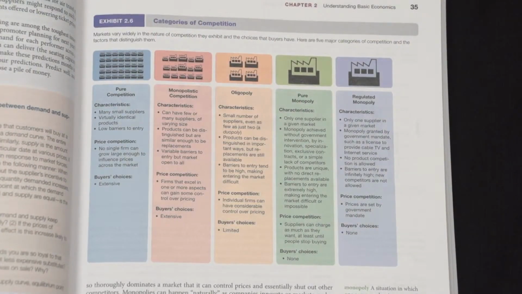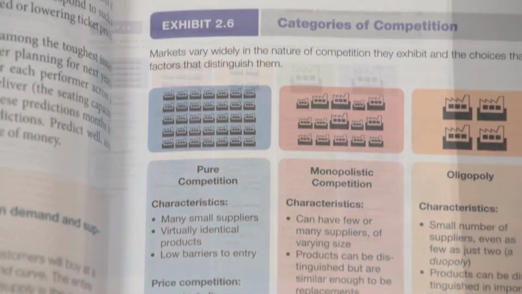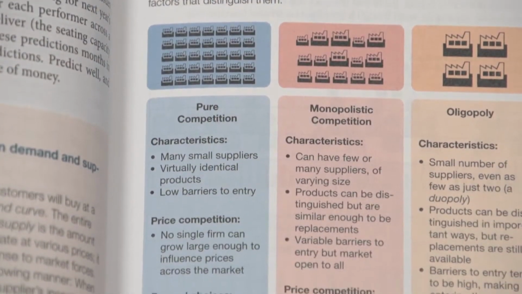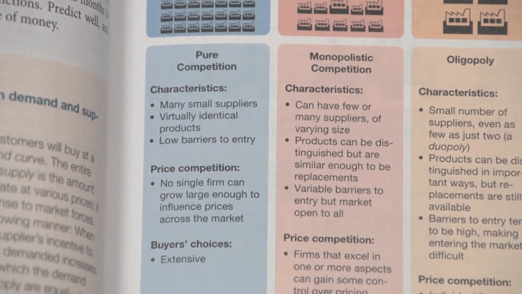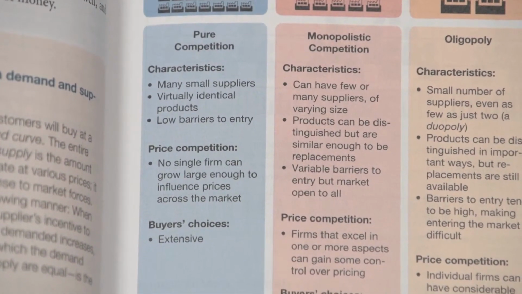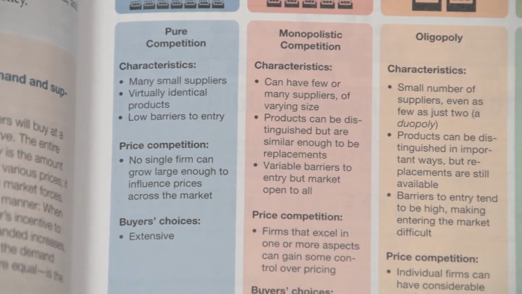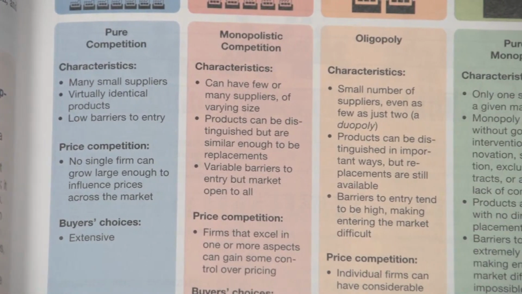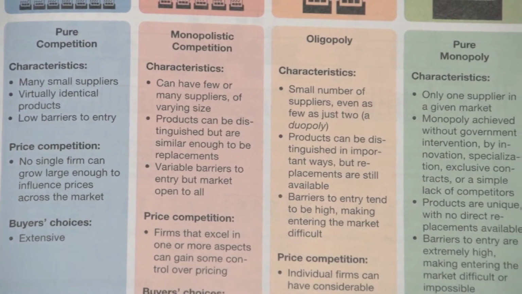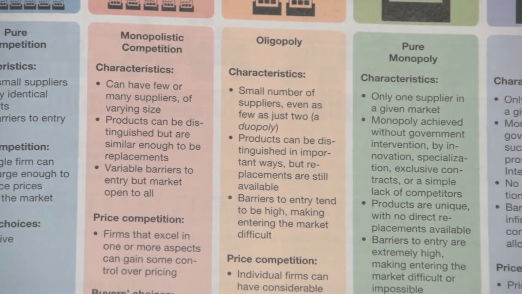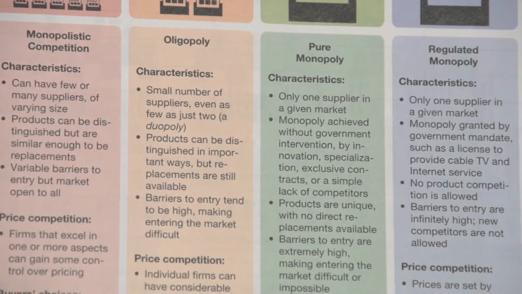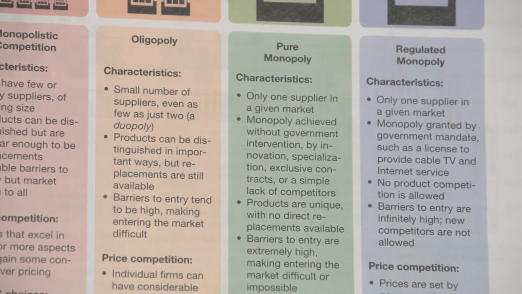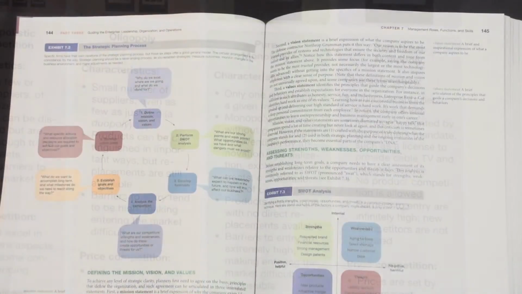This exhibit contrasts the 5 categories of competition, helping students quickly grasp the characteristics of each competitive situation, along with the role of price competition and the range of buyers' choices that exist in that particular market situation. In a traditional layout, this information would have taken a couple of pages of dense text, but this exhibit offers a concise, quick-read summary that saves students considerable time and effort, whether they're learning it for the first time or are reviewing it for an exam.